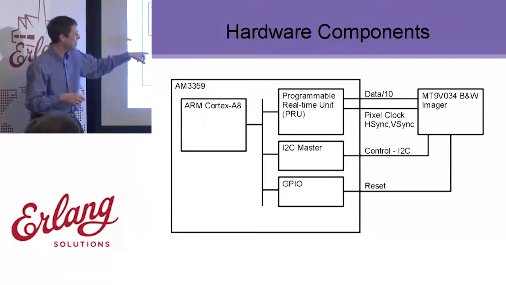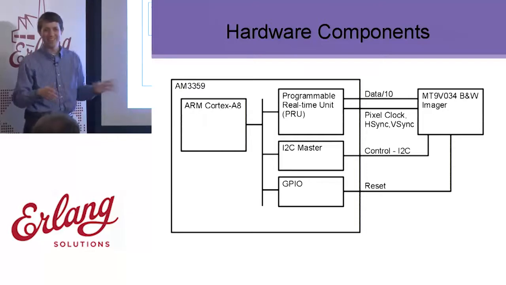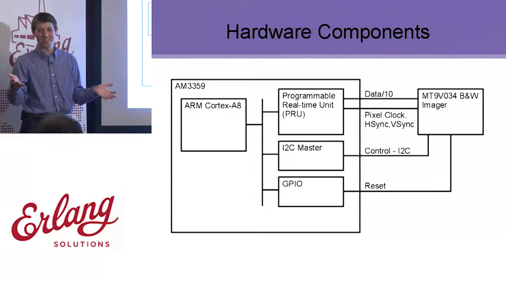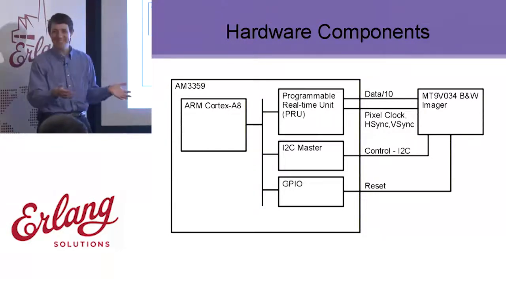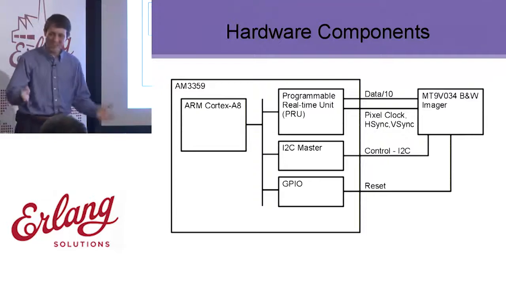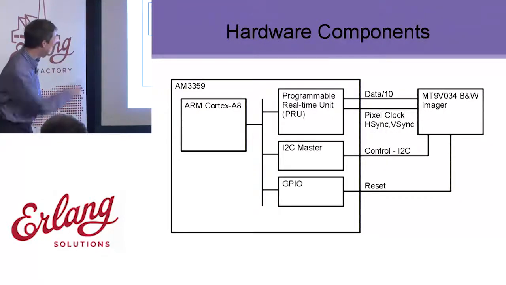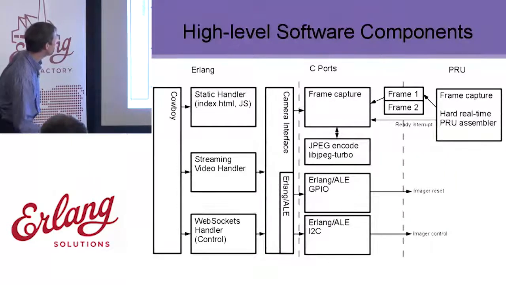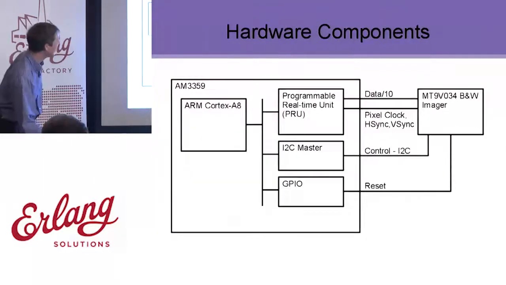And lastly, GPIO, there's a reset line. The reason I put this out is because Erlang's going to supervise hardware here. So if hardware misbehaves, the reset line goes high, and the imager reboots. So hardware needs supervision as well, and it does the same thing. All right, so that's kind of the hardware pieces.